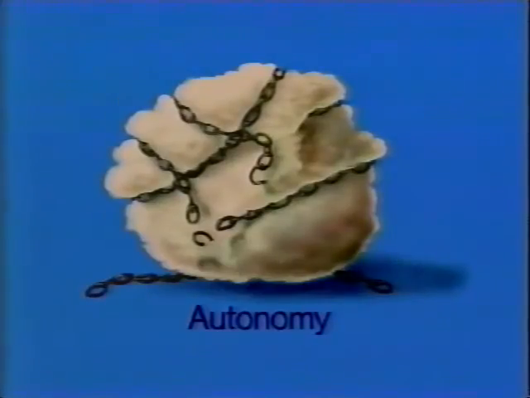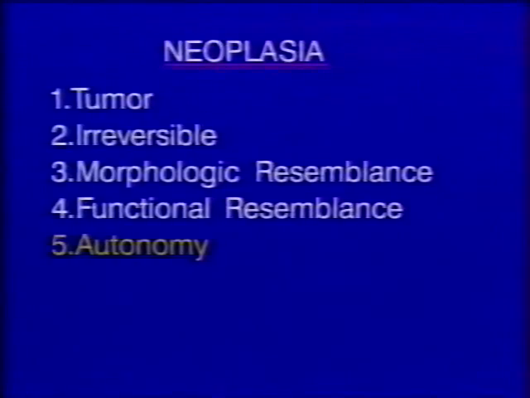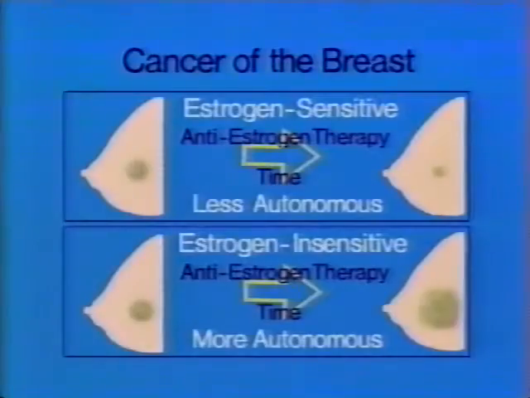Fifth, neoplasms grow and function somewhat independently of the homeostatic mechanisms which control normal tissue growth and function. This is referred to as autonomy. Once again, this feature must be qualified. Neoplasms are not, as they are sometimes portrayed, completely autonomous.